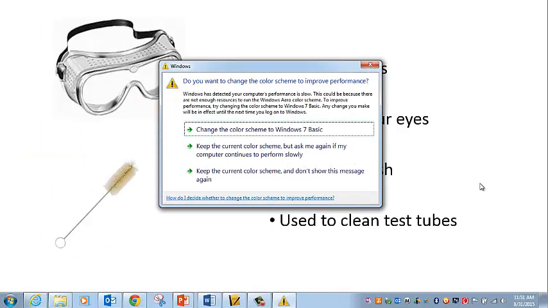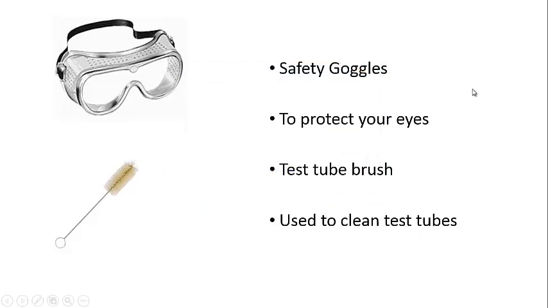Safety goggles are extremely important. They are to be worn over your eyes when indicated. They are not to be worn over your forehead. They are not to be worn over your chin. They are to be worn over your eyes.